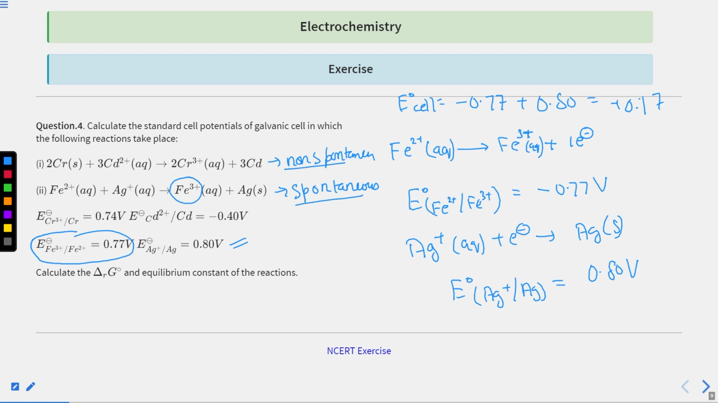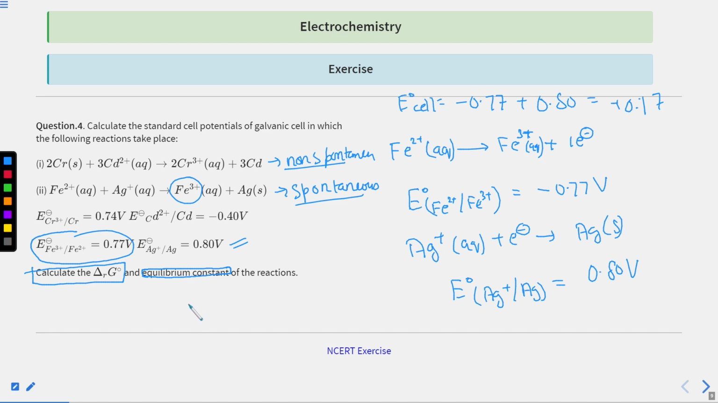Okay, so we are done with the first part. Now let us see the second part. It is asking to calculate the delta G naught value, and in addition to that, we have to calculate the equilibrium constant. See, we have covered almost every concept in this chapter with this one question. Okay.